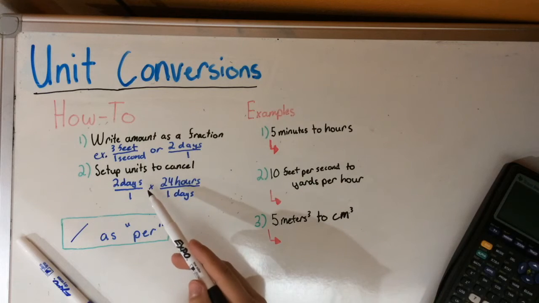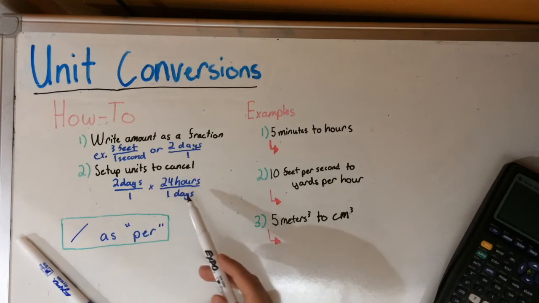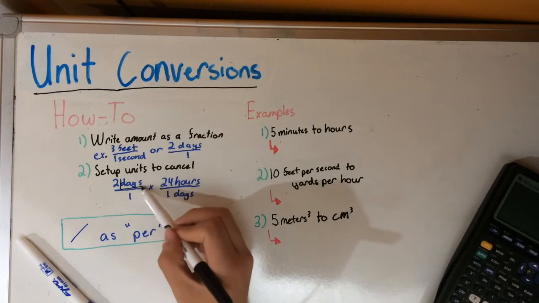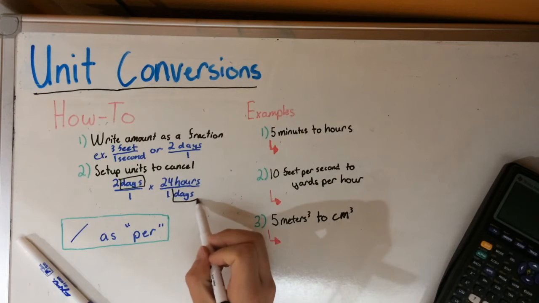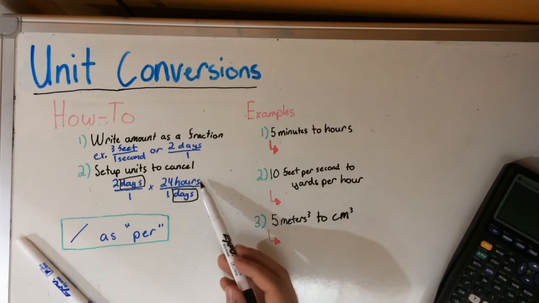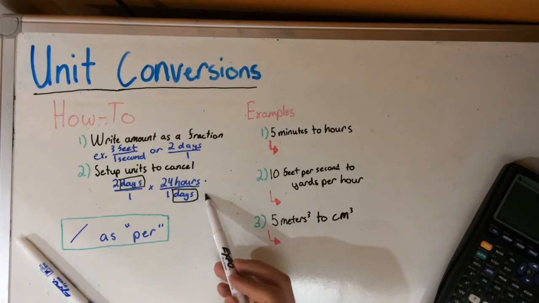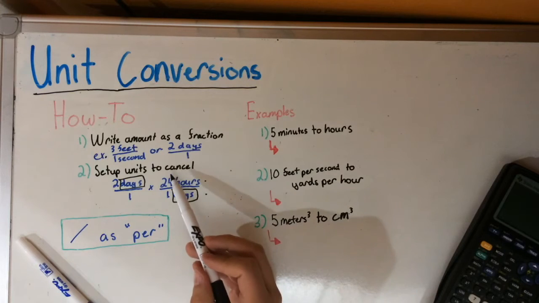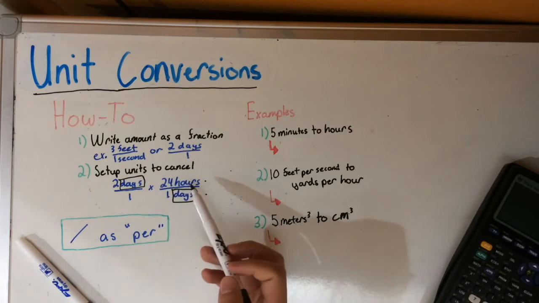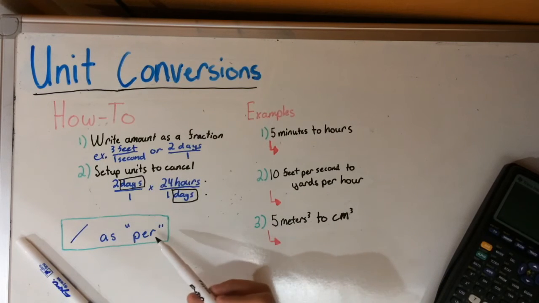So if I'm working with 2 days, I'll have my 2 days over 1, and then we're going to multiply, and when we multiply, we put the same unit. So if we have days here, see how we put days on the bottom, and then the unit that we are trying to convert to on the top. So we're trying to go from days to hours, so we put hours on the top, days on the bottom, and you know that there are 24 hours per 1 day. So that's how that's set up, and it's really helpful to think of the division bar as the word per.